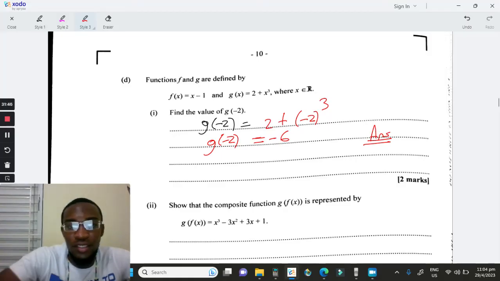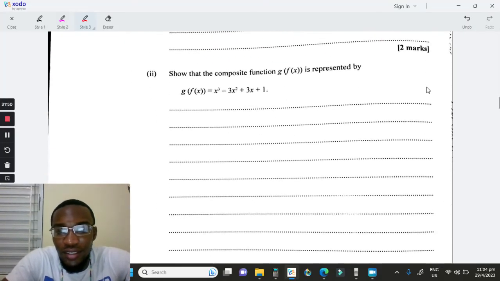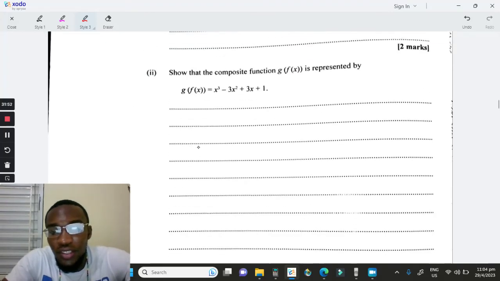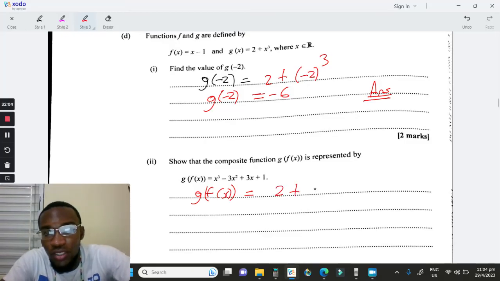The next part says show that the composite function g f of x is this right here. So all we have to do now is input f of x into g. So g f of x is going to be equal to, where x is in g, put f of x. So this is 2 plus, where x is, we put f of x cubed. So that is equal to 2 plus f of x, remember, is x minus 1 cubed.